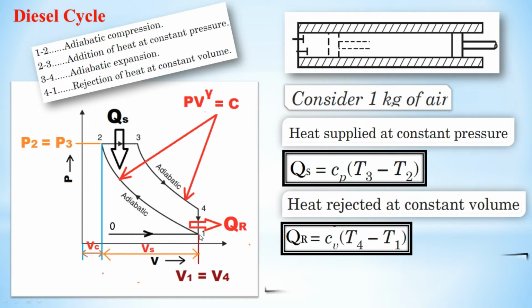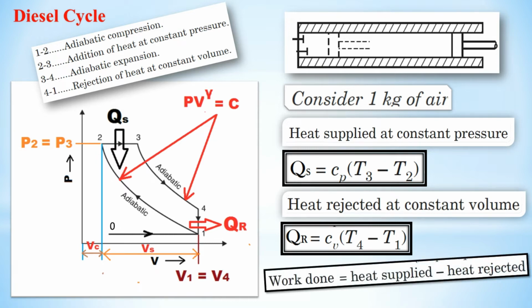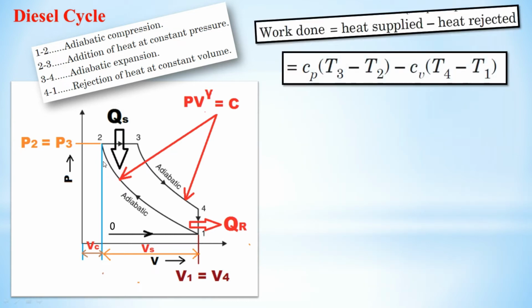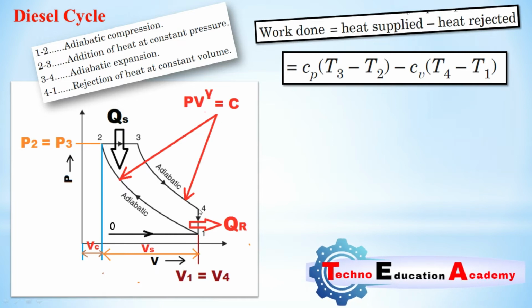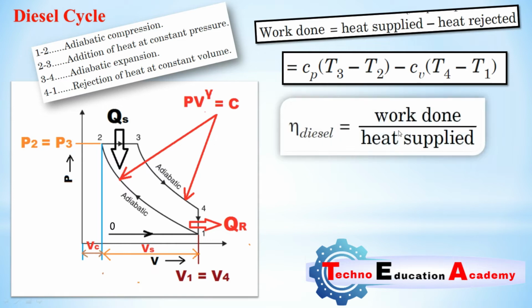And we know that net work done equals heat supply minus heat rejection. So work done equals heat supply minus heat rejected. Heat supply is m Cp delta T, where the temperature difference is T3 minus T2, and heat rejection is m Cv delta T, where the temperature difference is T4 minus T1.